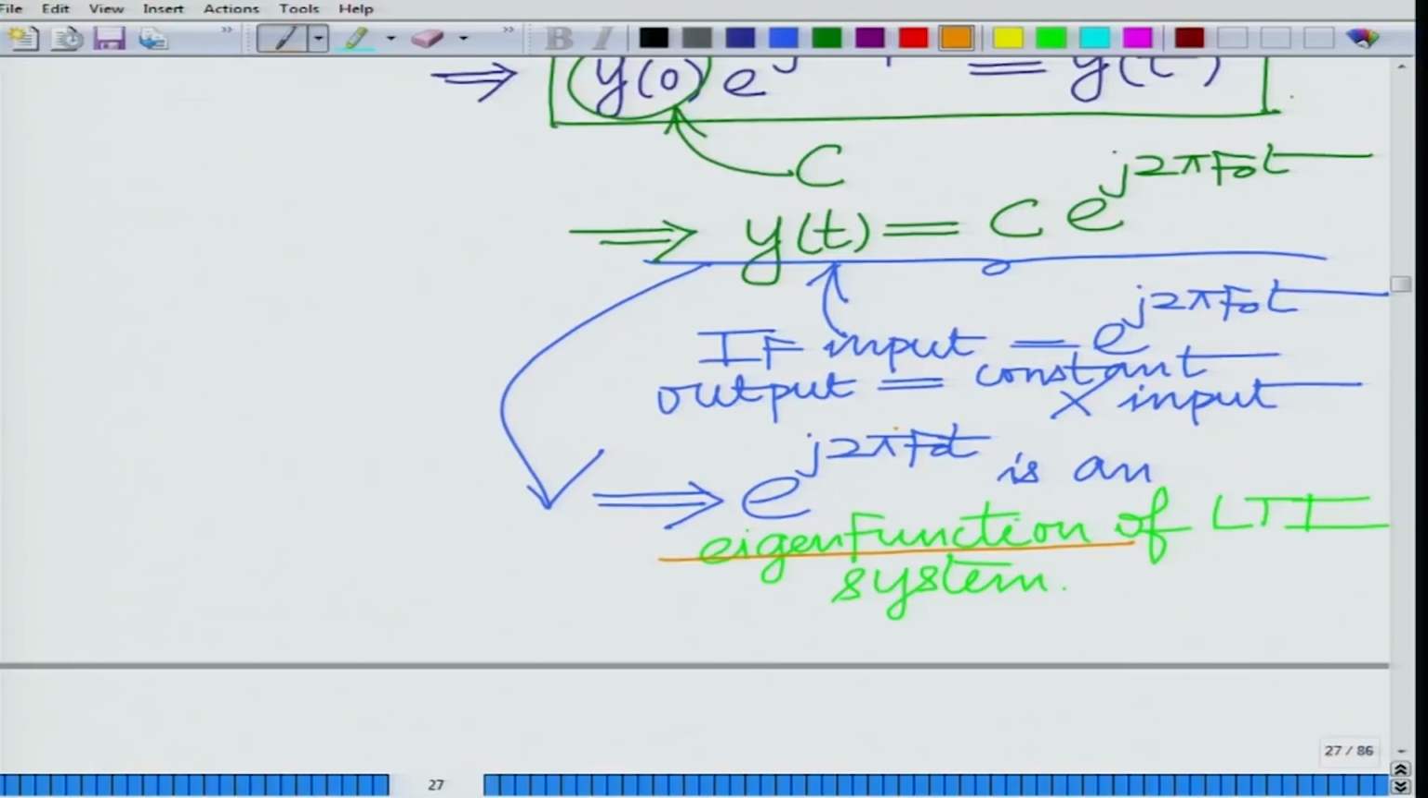This has a very special relevance. Of course, we are going to explore it further through the various modules, but it's important to realize that this function, this complex sinusoid, has very important relevance in the context of analysis of LTI systems, because it is an eigenfunction of any LTI system.